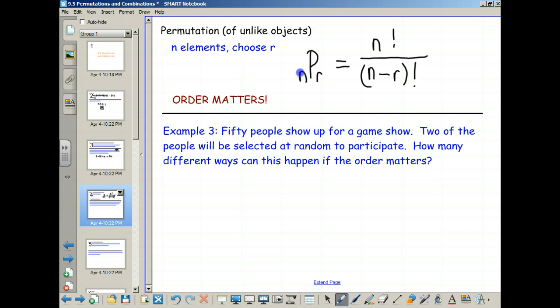So here's an example. 50 people show up for a game show. 2 of the people are selected at random to participate. This sounds an awful lot like Who Wants to Be a Millionaire to me. Do you guys know what that show is? Yes. Okay, good. I'm not too far back in time. How many different ways can this happen if the order matters?